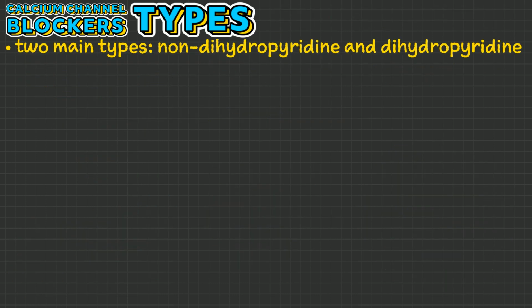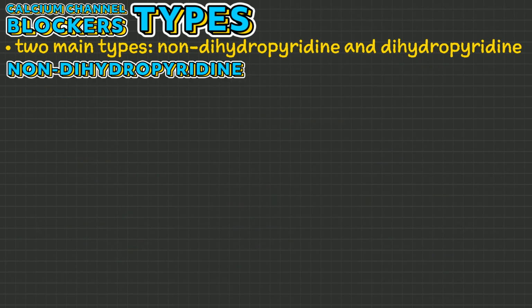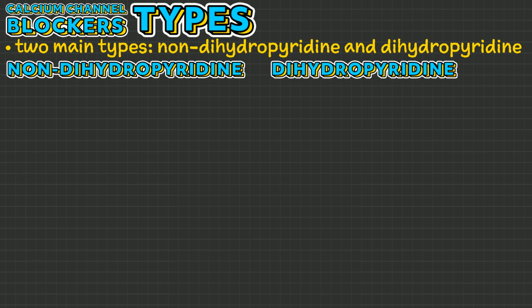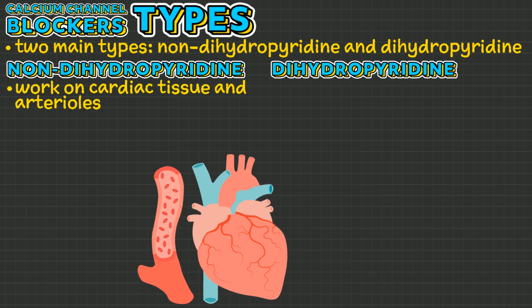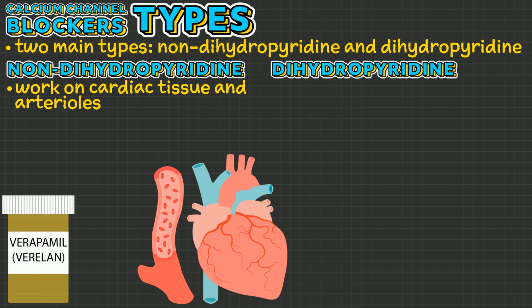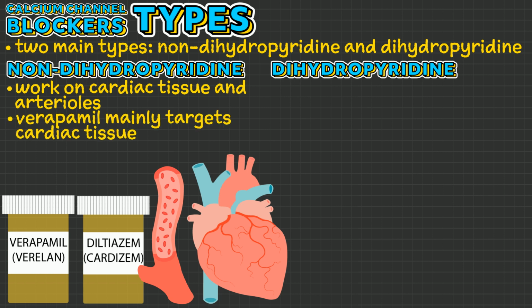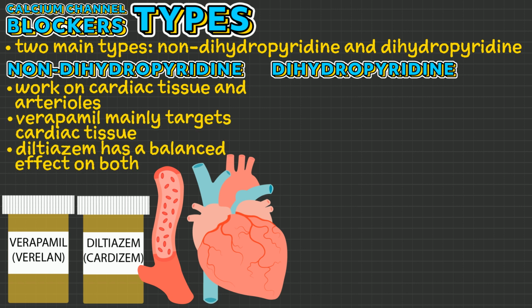There are two main types of calcium channel blockers, non-dihydropyridine and dihydropyridine. Calcium channel blockers that fall under non-dihydropyridine work on cardiac tissues and arterioles. Examples of these are verapamil and diltiazem. Verapamil mainly targets cardiac tissues, while diltiazem has a more balanced effect on both.